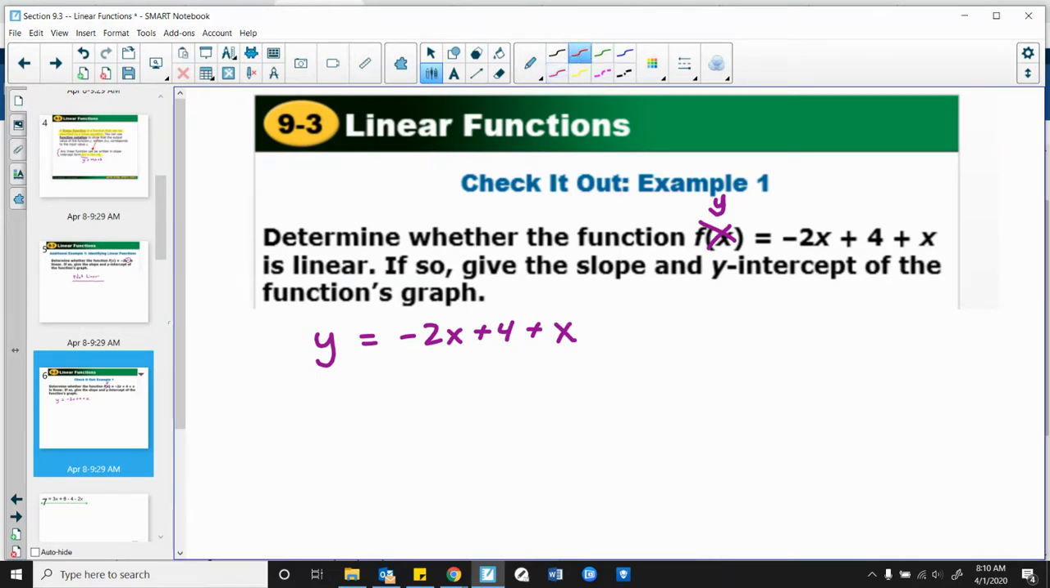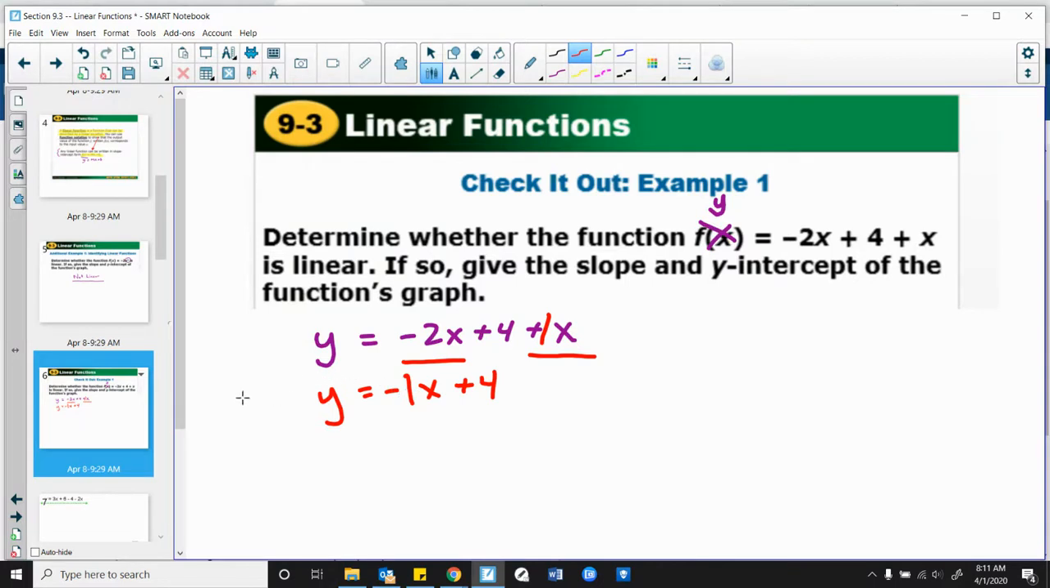Now I want to combine like terms. I've got a negative 2x and a plus x. Remember, this is like a 1x. If I combine a negative 2 and a positive 1, that's going to combine to negative 1x. So now I'm going to have y equals negative 1x, and I can't combine anything with the 4, so it's plus 4.